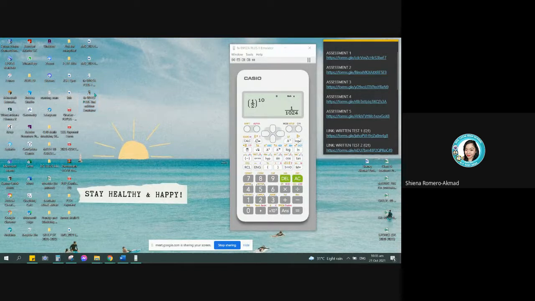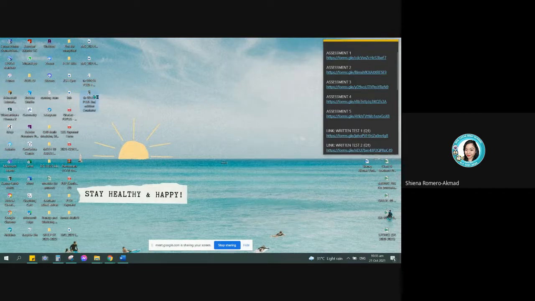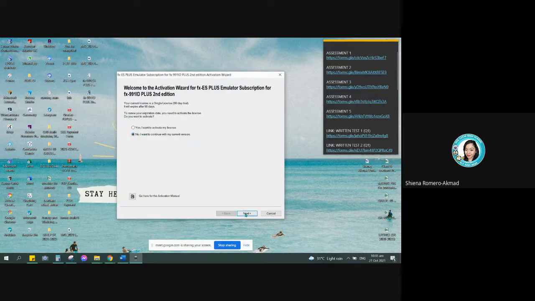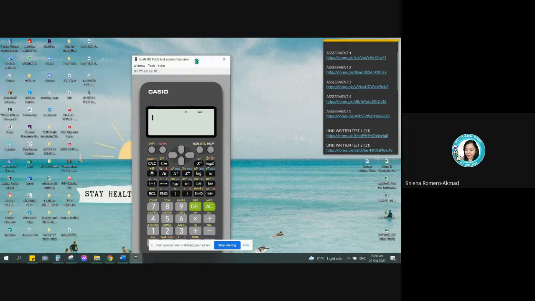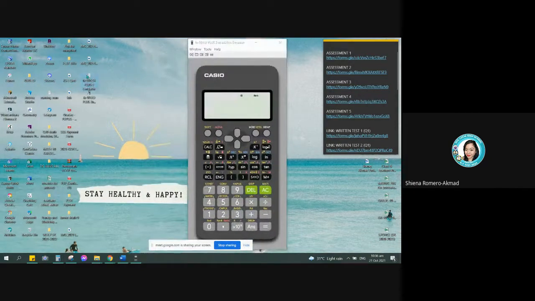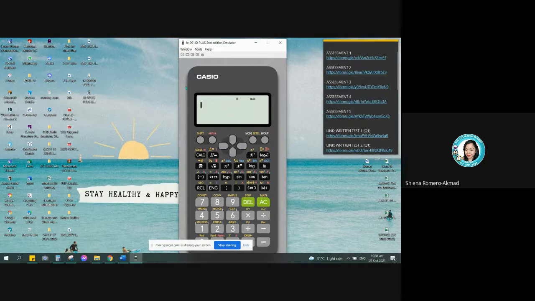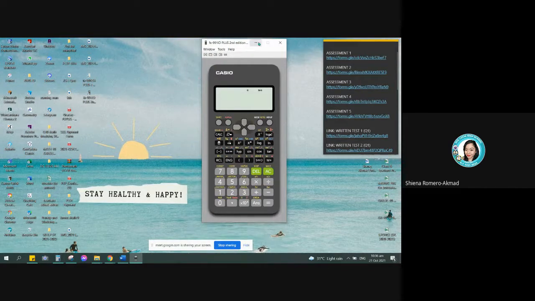Wait lang, open ko lang. Ayaw pa niya bumukas eh. Baka ayaw niyang nakabukas yung isa. Close natin. I want my current version. Yes. Tapos, ayan, nalabas na siya. So, para lang siyang black version nung kanina. So, syempre, may mga differences yan, I think dun sa mga functions. Pero, kayo na bahala tumingin, mag-explore. Ang kaya ko lang siya pinakita sa inyo para hindi kayo mahirapan pag nagka-calculator kayo.